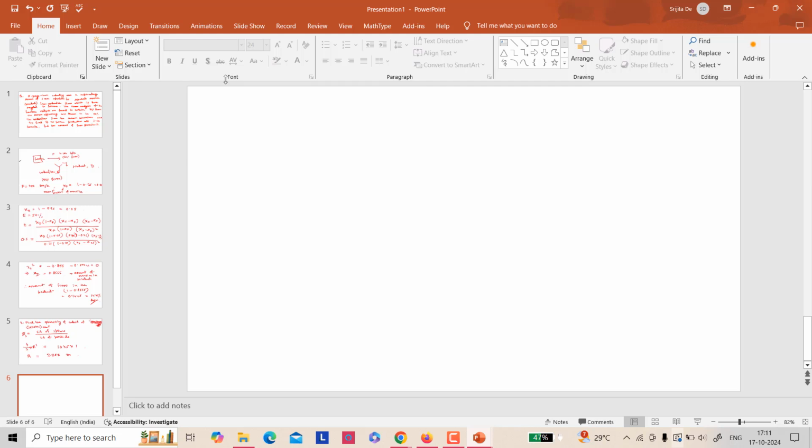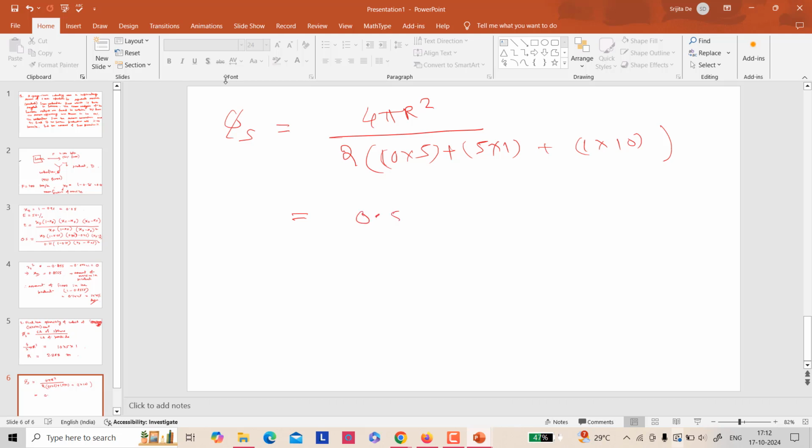Now phi s is the surface area of the sphere, 4 pi r square, divided by the surface area of the cuboid, which is 10 into 5 plus 5 into 1 plus 1 into 10, right? It is 0.504. So the answer is 0.504.